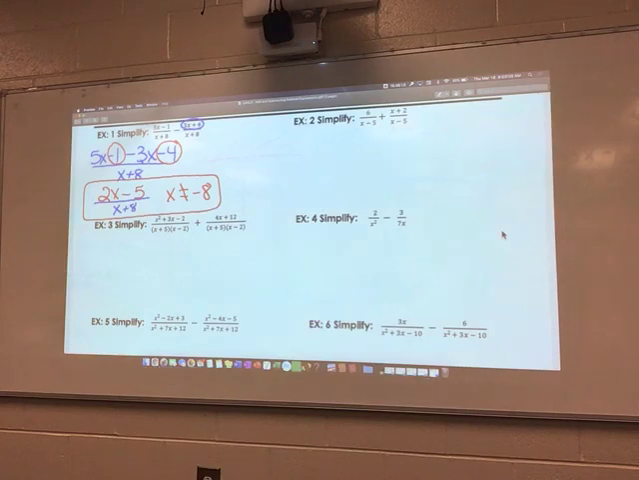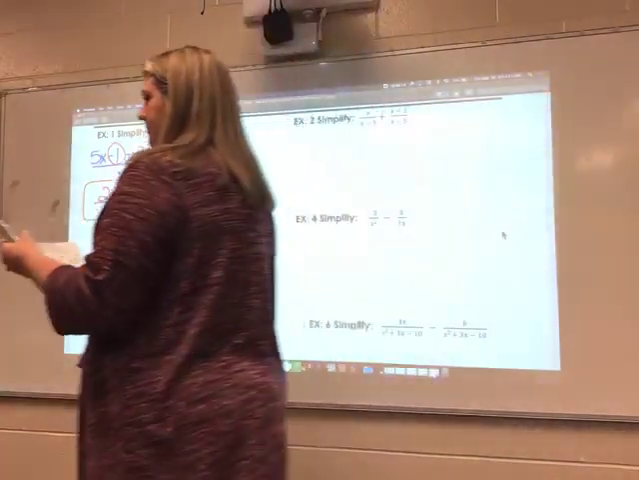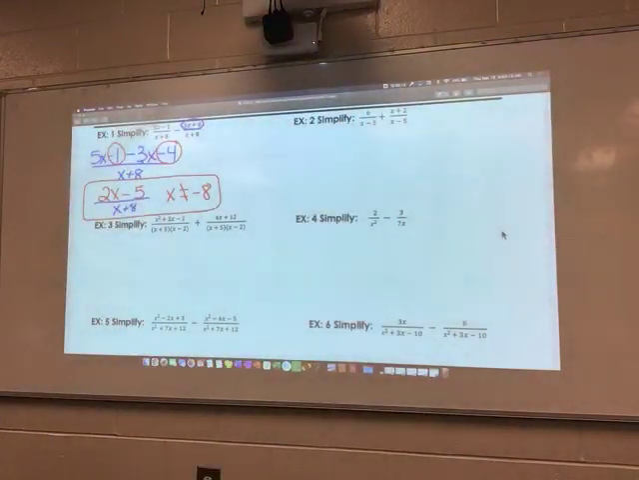Okay. I want you to work number 2. It's just number 1, except we have addition, so I think it's easier. But it's the same process. At least you don't have to worry about the piece of distributing it through.